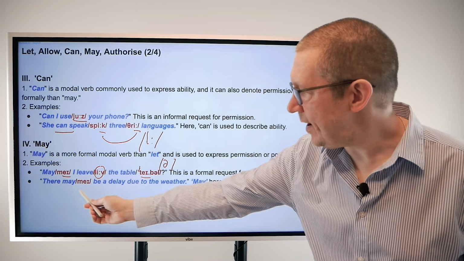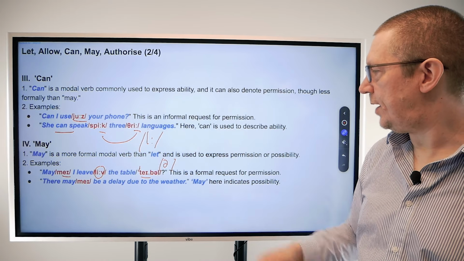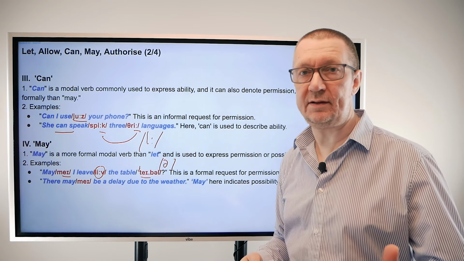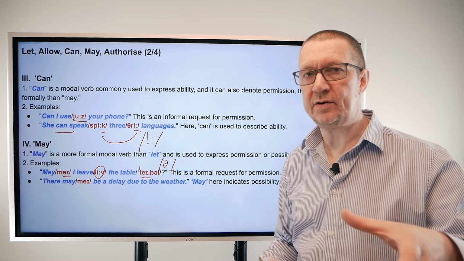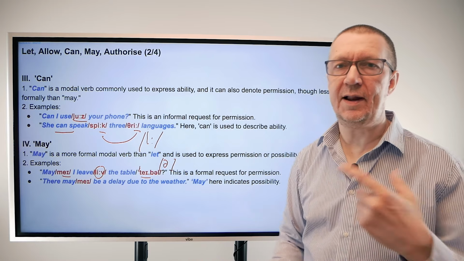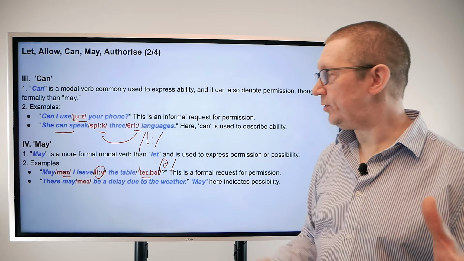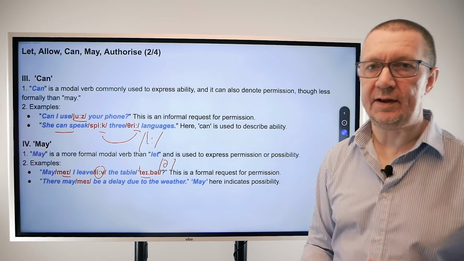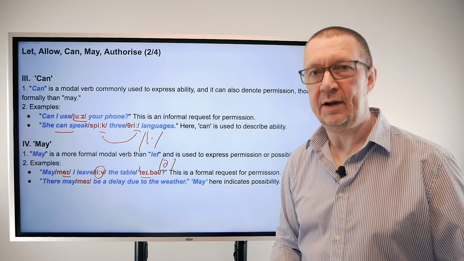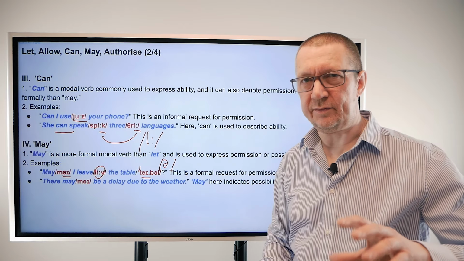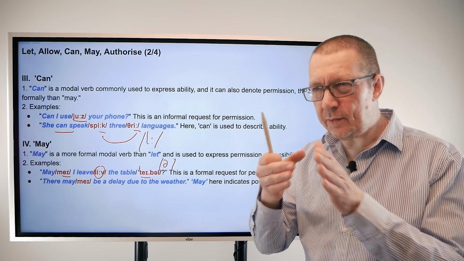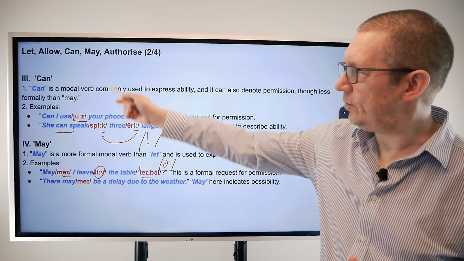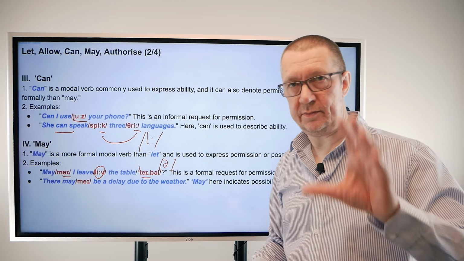Also, there may be a delay due to the weather. May indicating the possibility, so it's not only functional for allowing and letting and asking permission, but it's also functional for indicating the possibility of something. It may happen, it could happen. And this is where the modal part of it comes in. Actually, grammar-wise, it's slightly different from what we're looking at, but it's important to know. It's very important to know.